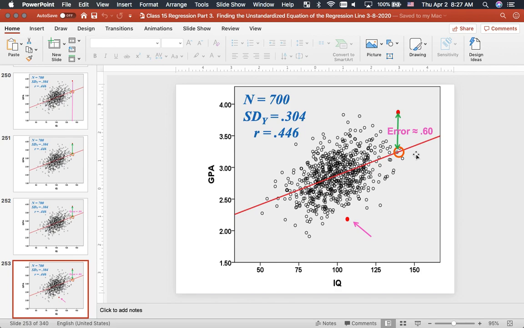And every one of these dots has error. So we can think about this guy, he's down here. Draw a line up to the regression line, and we can calculate that. That's about negative 0.75.